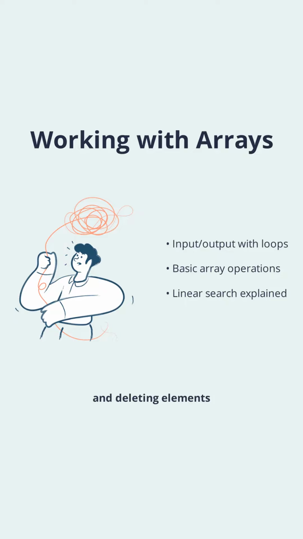Searching is one of the most basic operations. Linear search, for instance, checks each element one by one until it finds the target value. This method is simple but can be slow for large arrays. Arrays are powerful tools that make handling groups of data much easier, and mastering them is essential for any programmer.